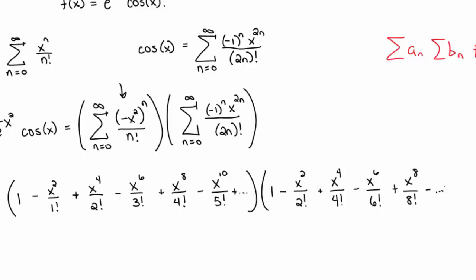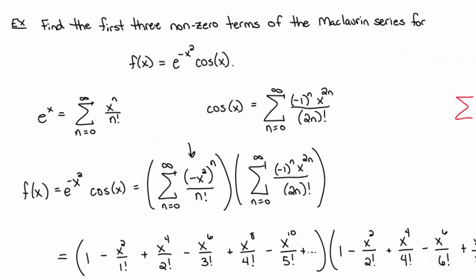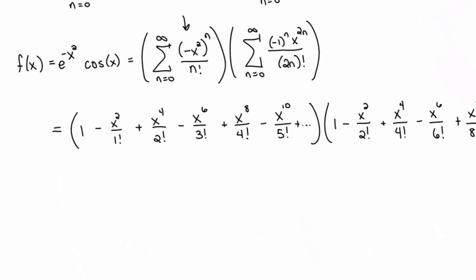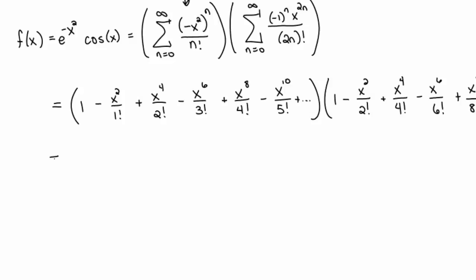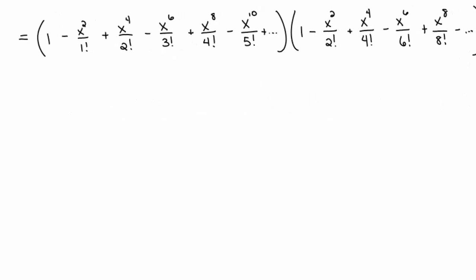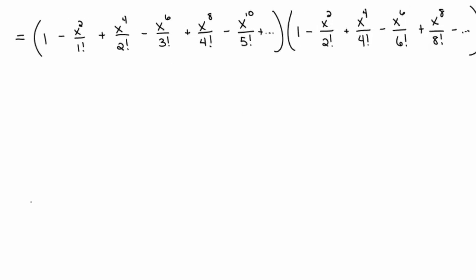Now remember, the question asks us to find the first 3 non-zero terms. All you need to do here, and this is what you're going to do in differential equations, is first find the constant term. I'll leave enough room below so we can see what we're doing, but I'll ask: what's the coefficient of x to the 0th? In other words, what's the constant?